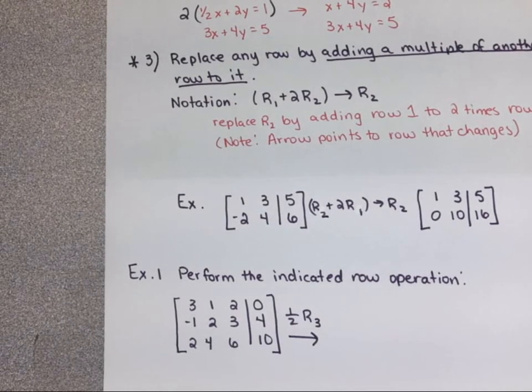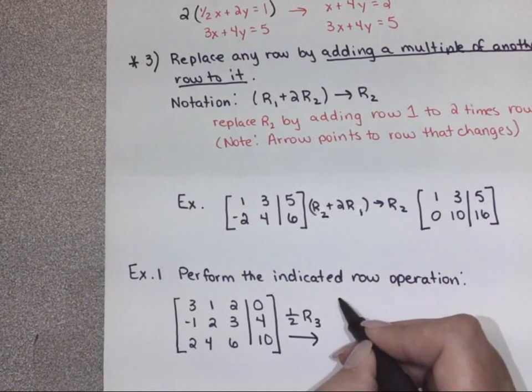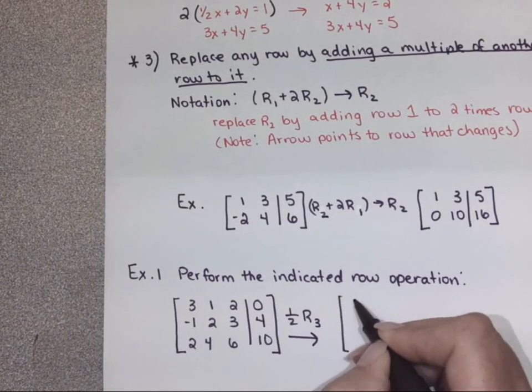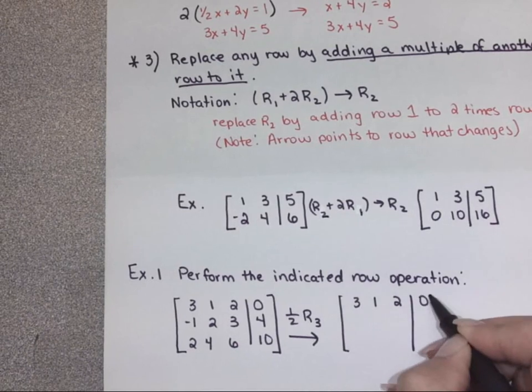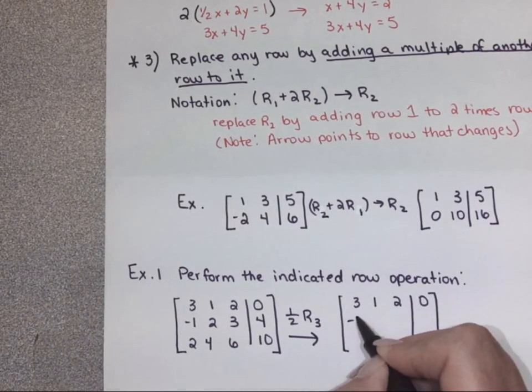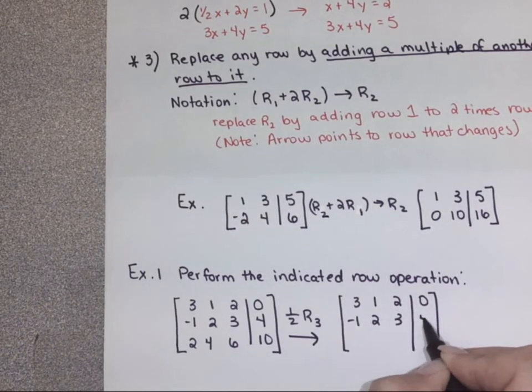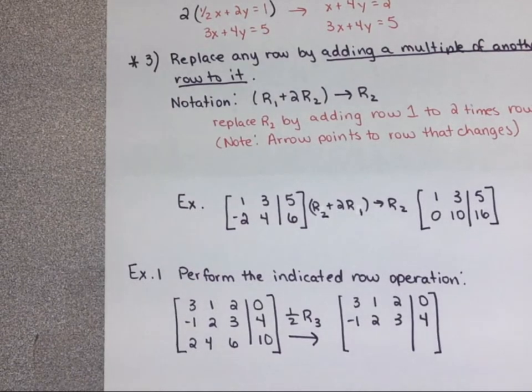Multiply row 3 by a half, right? Or take a half of row 3, right? So which rows am I not telling you to change then? The first 2, right? So a lot of these matrix operations is just realizing that some of the stuff is just going to get copied over. I always like to copy over what's not changing first, and then I worry about what's changing.